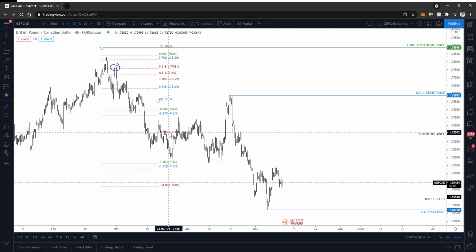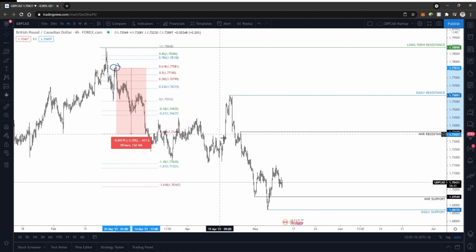So this was, let me see. This took 13 days, but it was 417 pips. Good God. So you risk 100 pips to make 417. That's an amazing setup. Absolutely amazing. Okay, so we hit that level.